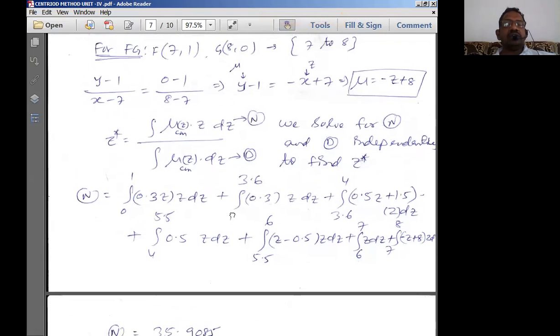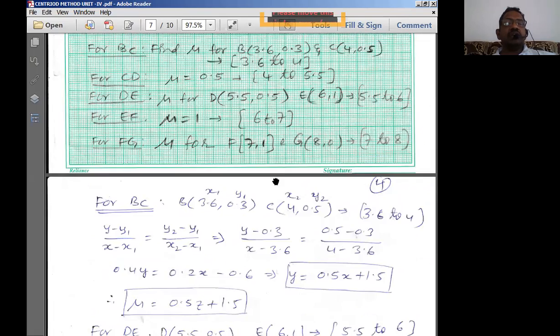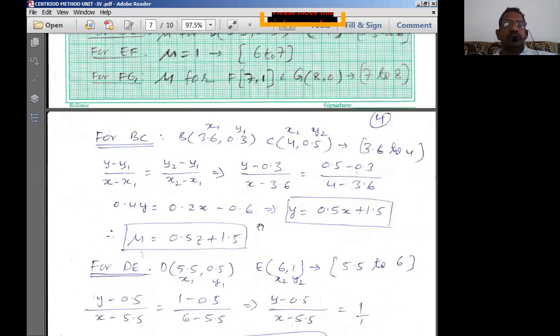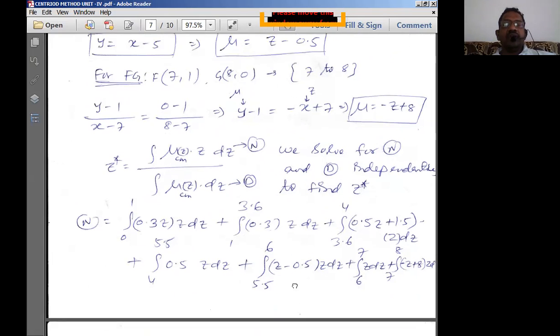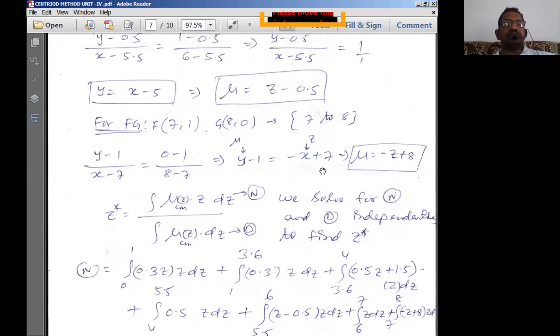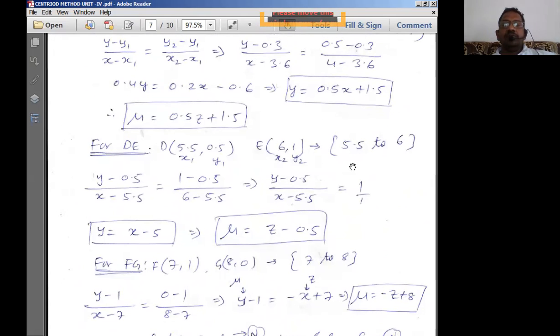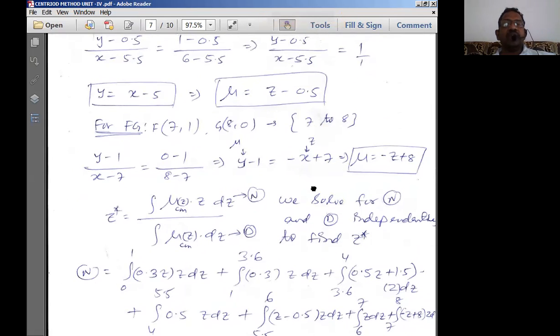Okay, so like that, the next one is once again constant. If you see this 0.5, 4 to 5.5 limits. So 0.5, 4 to 5.5 limits into z into dz, plus the next value is going to be z minus 0.5. We got z minus 0.5 over the limits 5.5 to 6. So those are the limits, and like that we expand this for the rest of the things.